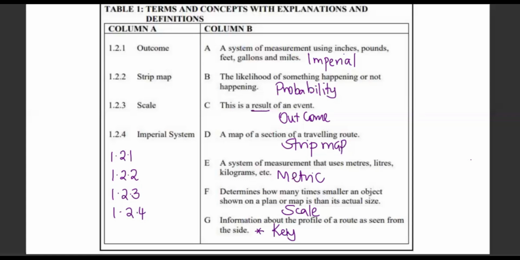All right, let's look and you see we are saying outcome, result. Then strip map, we are saying it's a D. Strip map. Then 1.2.3, we're looking at a scale, which is F. And 1.2 we see is what? A. Imperial system, which is this. It's done. All right. We should get used to this.